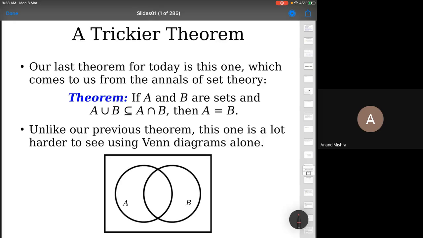How do you see this as a Venn diagram? When you have two sets given and union is a subset of, what is it saying? Union is a subset of intersection. Right? So this part is your intersection part.